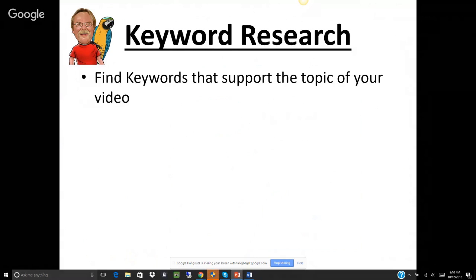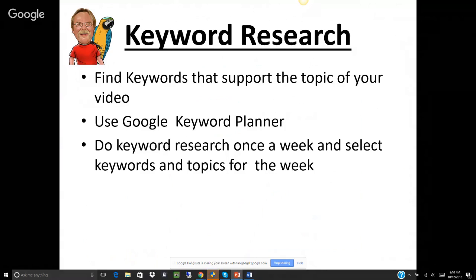So first and foremost, the thing that you want to do is keyword research. Now, what is keyword research? We find keywords that support the topic of our video. So if you've decided you want to do a topic about a webinar that you watched, you go to the Google Keyword Planner and type in the phrase from that webinar, or the topic that you're going to do, and see what keywords come up. I like to batch my keyword research, so I'm not doing it every day. I do it once a week and get a bunch of topics for the week.